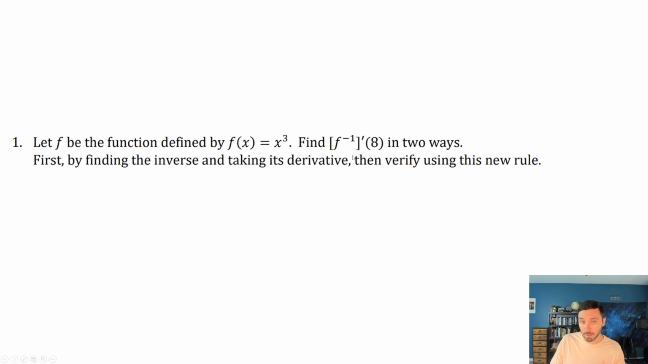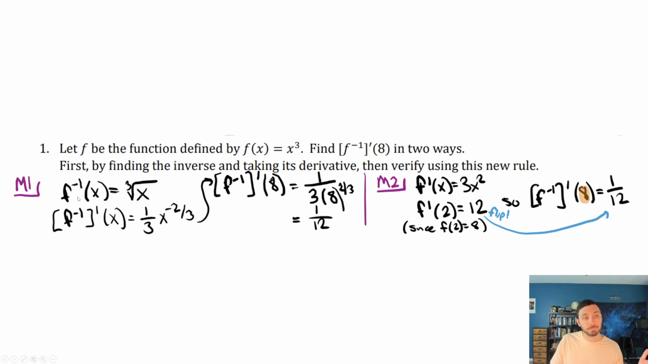First way, just find the inverse derivative, which is cubic root of x, and then plug in that 8. You get 1 over 12. The alternative is to find the derivative f prime of x cubed, and then you get 3x squared, and you think, what would I have to plug in?